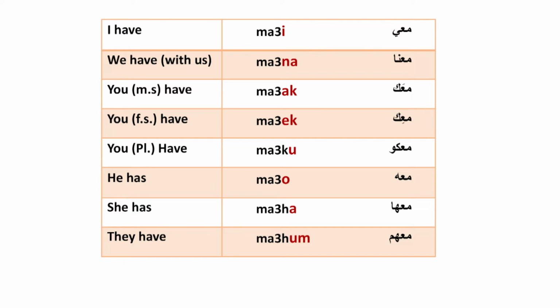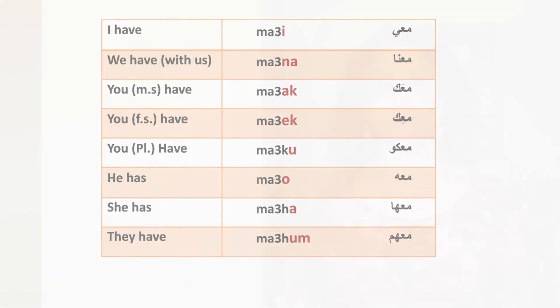You have for the masculine singular, معك. You have for the feminine singular, معك. You have for the plural form, معكو. He has, معه. She has, معها. They have, معهم.